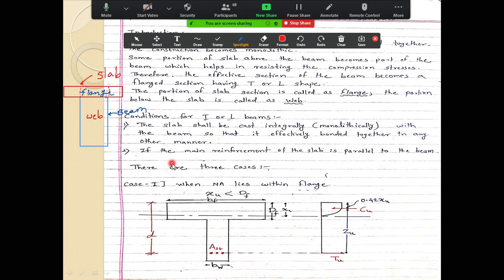The reinforcement and whatever may be the portion of the slab which acts as the part of the beam, it raises the compression stresses which are coming on the beam. So this type of action is called as T action.